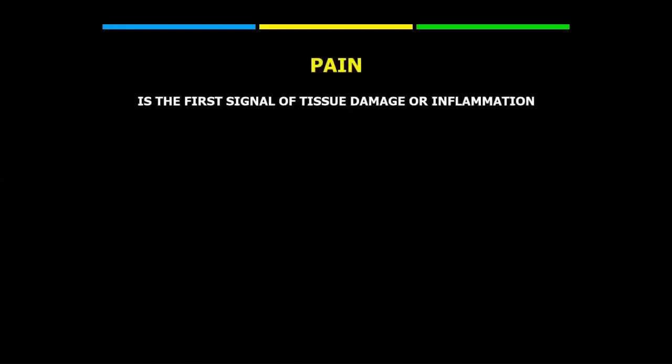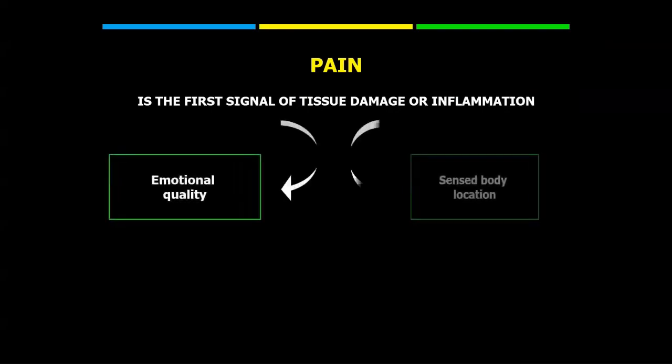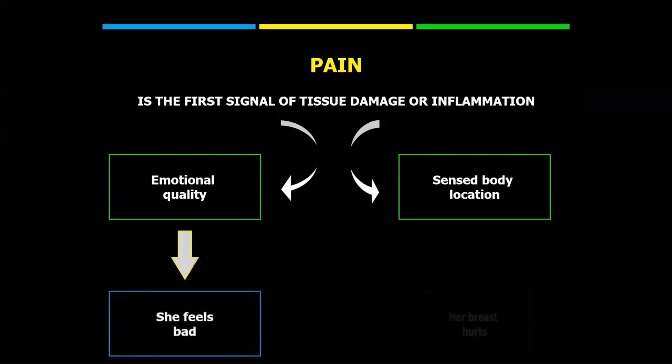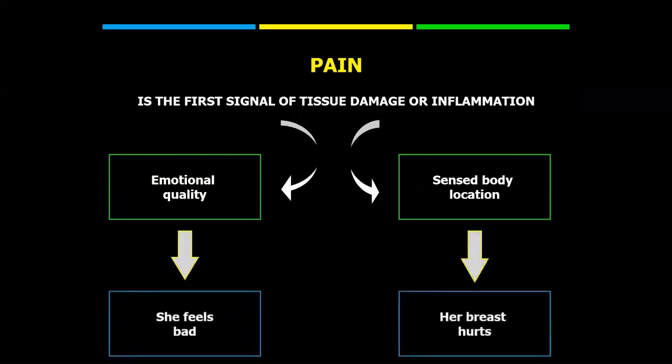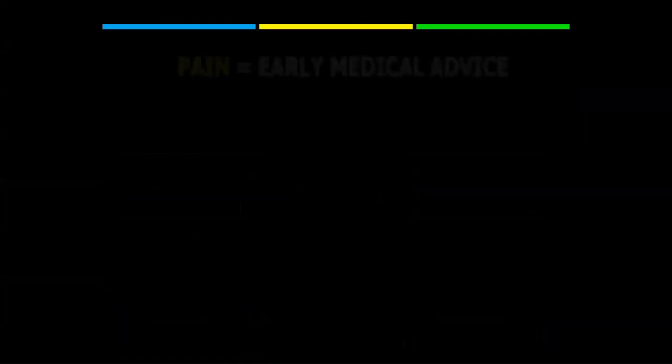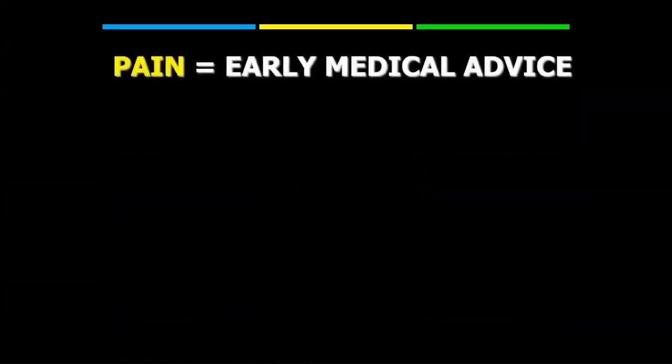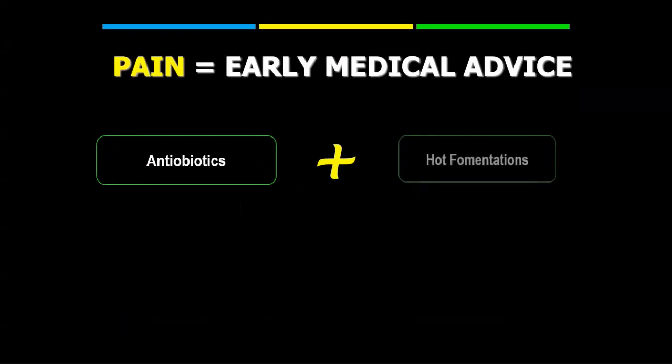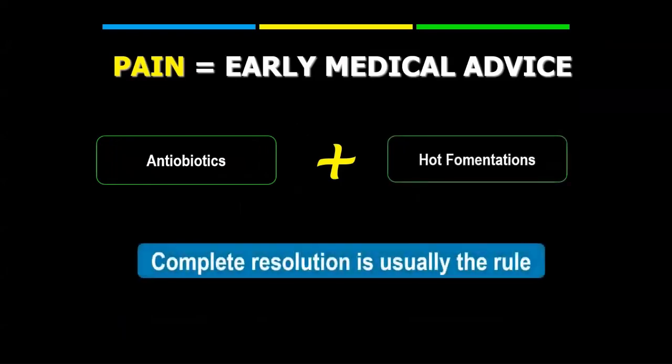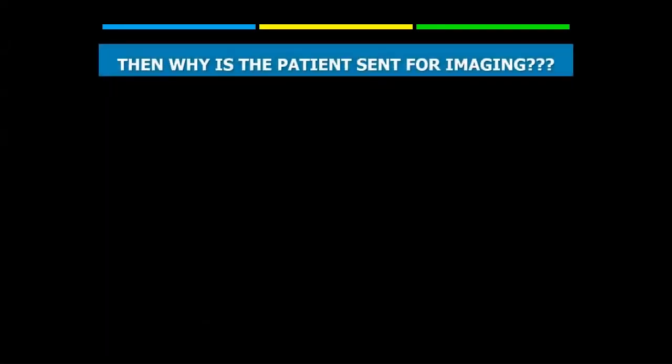Pain is usually the first signal of tissue damage or inflammation, and it usually has an emotional quality together with a sensed body location. That means that any patient presenting with mastitis will feel bad, and at the same time, her breast hurts. It is actually because of this pain that most of the patients who complain of mastitis seek early medical advice. They are usually given a short course of antibiotics together with hot fomentation, and complete resolution is usually the rule. Then why is the patient sent for imaging?